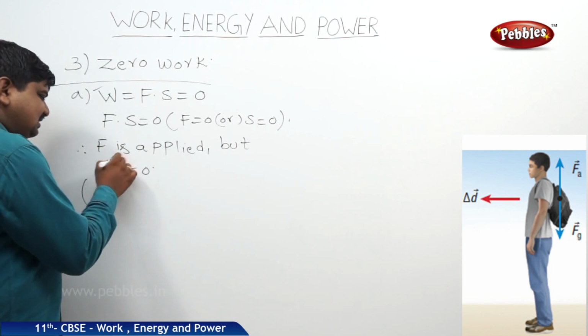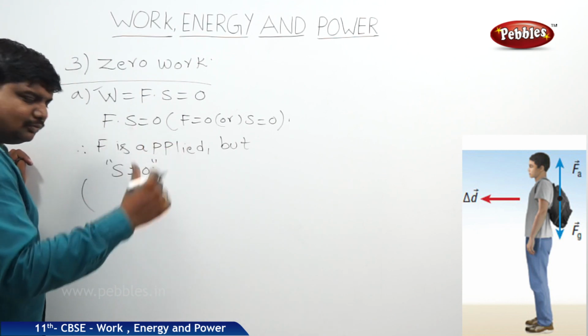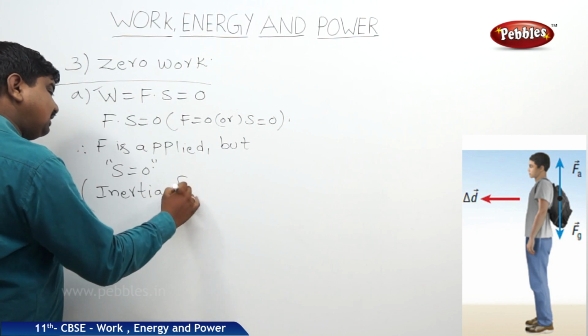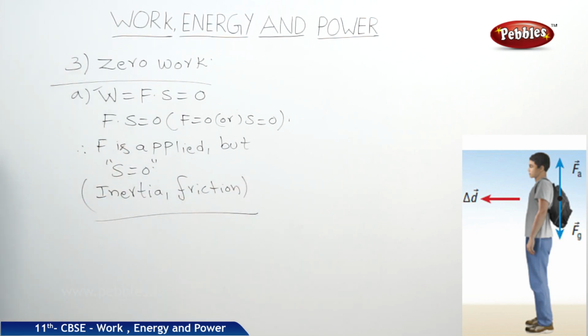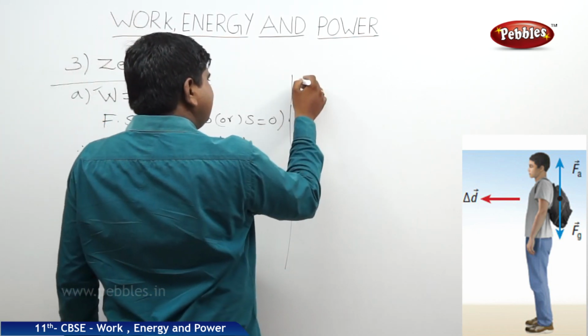What are the examples? What are the cases for S equal to 0? Of course, if F is not sufficient to move the body, inertia and friction, these are all the cases where we can see the work done is 0. We can see the second example for zero work.